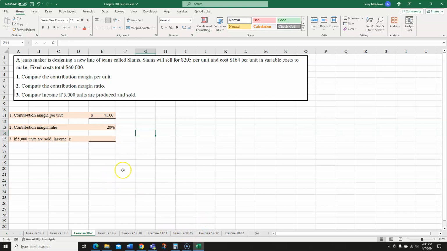Now, the third part is compute income if 5,000 units are produced and sold. Okay, so how do we approach this? Well, I'm going to take my sales minus my total variable costs minus my total fixed cost and that gives me the amount of income I am going to have.